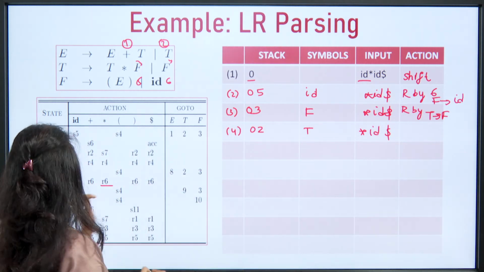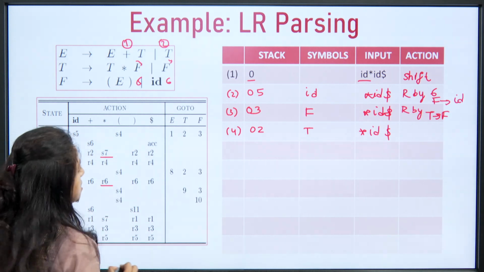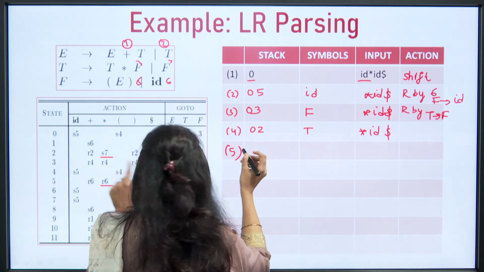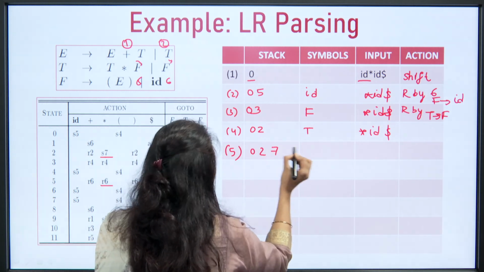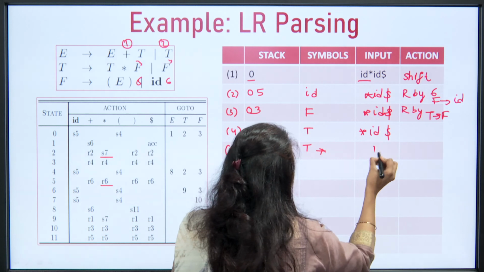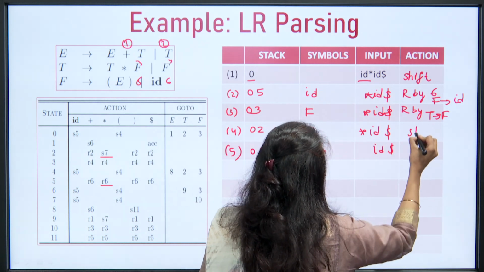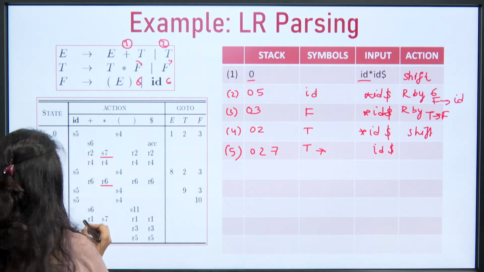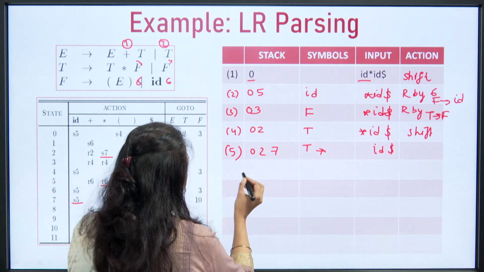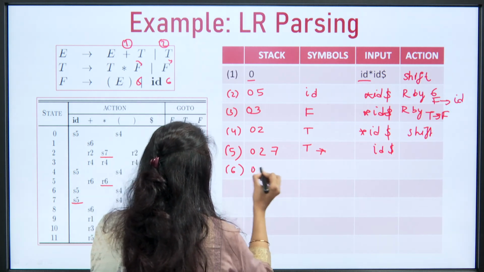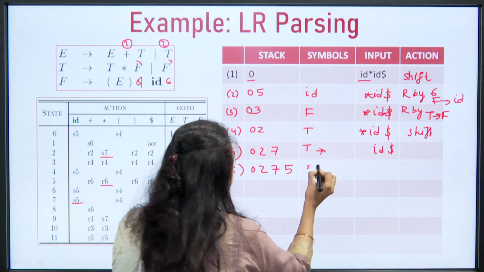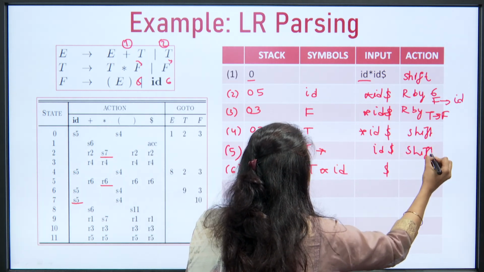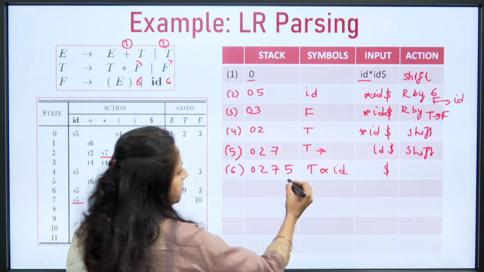Next is 2 and multiplication, as S7. So, here we can take the decision that we need to shift 7. Now, this is T and multiplication, this is ID and dollar, and the operation is shift. Now, 7 and ID, shift 5. So, 0, 2, 7, 5, T multiplication ID, and this is dollar, and this is a shift operation. Now, next is 5 and dollar.